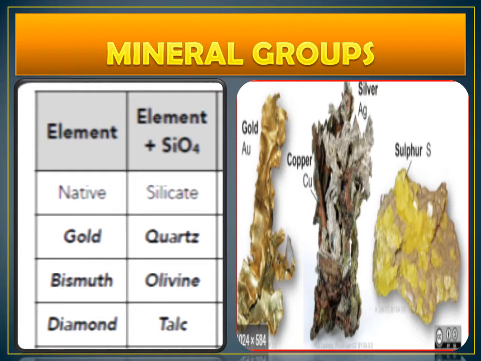Let's talk about the second mineral group, which is the silicates. These are minerals containing the 2 most abundant elements in Earth's crust, namely silicon and oxygen. Some examples of this are quartz, olivine, and talc.